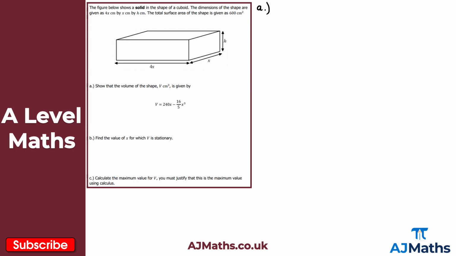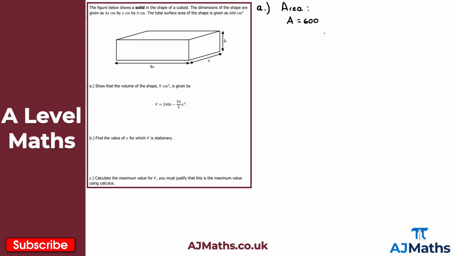Okay, so for part A then, let's think about this in two parts now. So we've got the information here for the total surface area. That's given as 600 centimeters squared. And we're also given this equation here for the volume of the shape. Okay, so let's start with the surface area. I'm just going to call this area here. So what do we know about the area? Well, we know that the area, let's call that A, that's equal to 600 centimeters squared. Okay, so we're going to write that A is equal to 600.